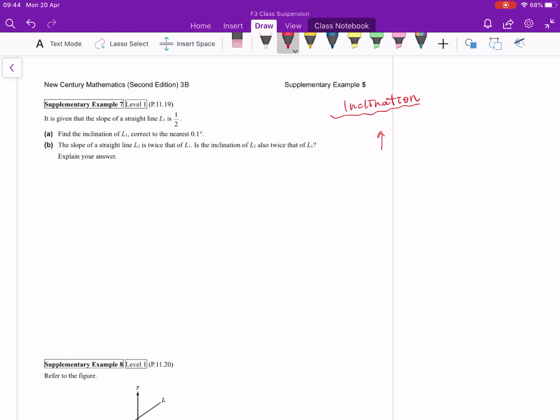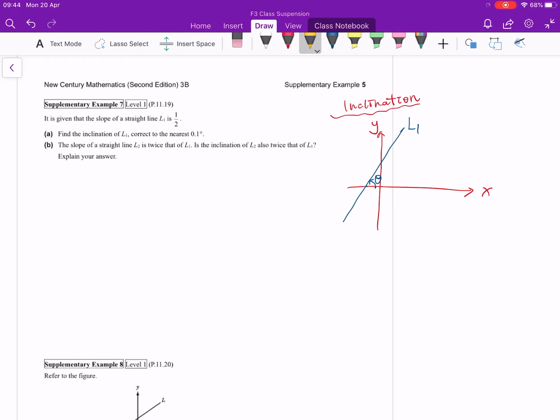Okay, if we have the coordinate plane like this, this is x-axis and this is y-axis, and if we have any straight line like maybe this one, we call it L1 line on the coordinate plane, you can see that L1 cuts the x-axis here, and officially inclination refers to the angle. You start on the x-axis on the right hand side and then go anti-clockwise until you meet the L1. So this angle is the inclination of L1.